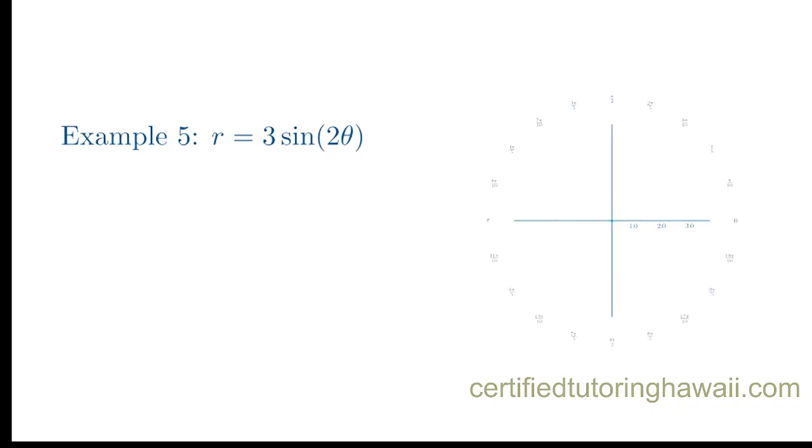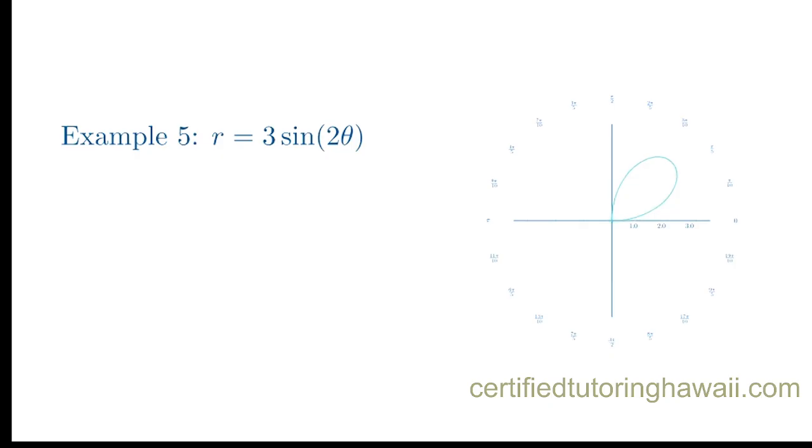Let's track one loop. At 0 degrees, r is 0. As theta goes to 45 degrees, 2 theta goes to 90 degrees, and sine of 2 theta goes to 1. So r reaches its peak of 3. As theta goes to 90 degrees, r returns to 0. This gives us one petal or leaf of the rose. We've traced the leaf from the 0-degree line to the 90-degree line, with its tip on the 45-degree line.